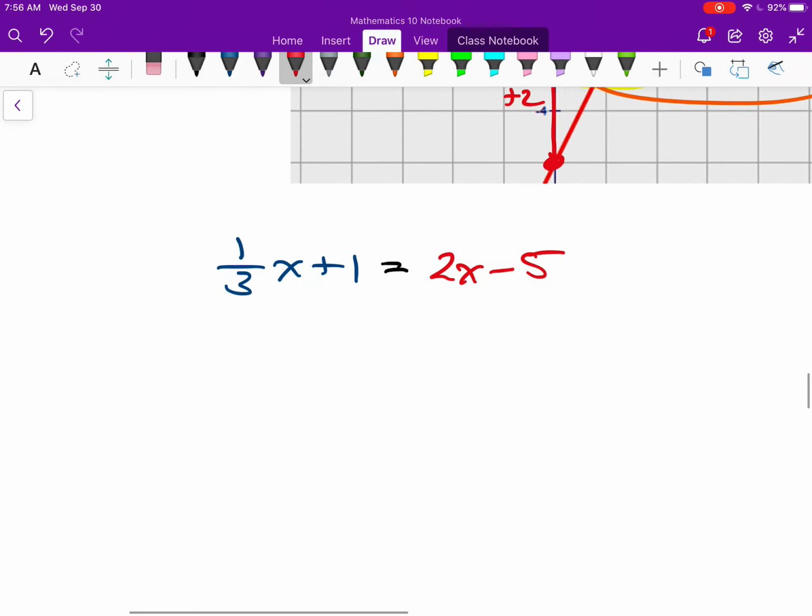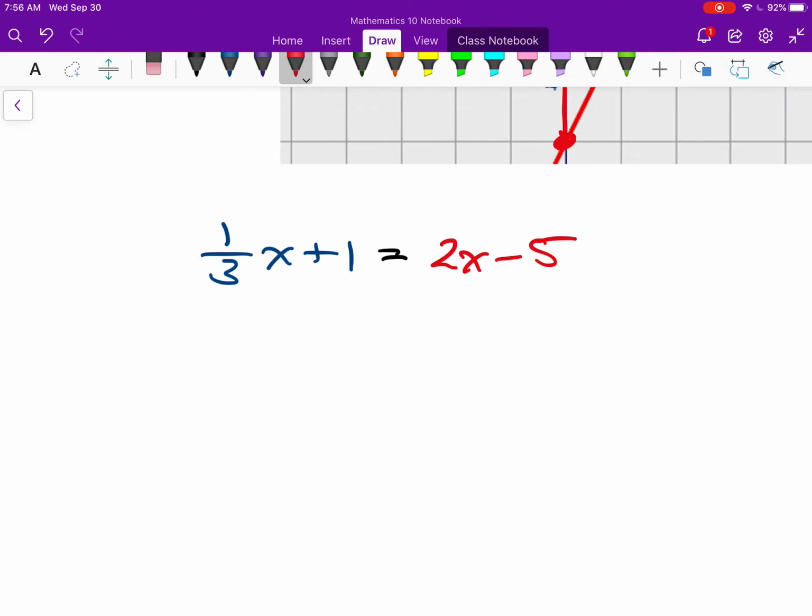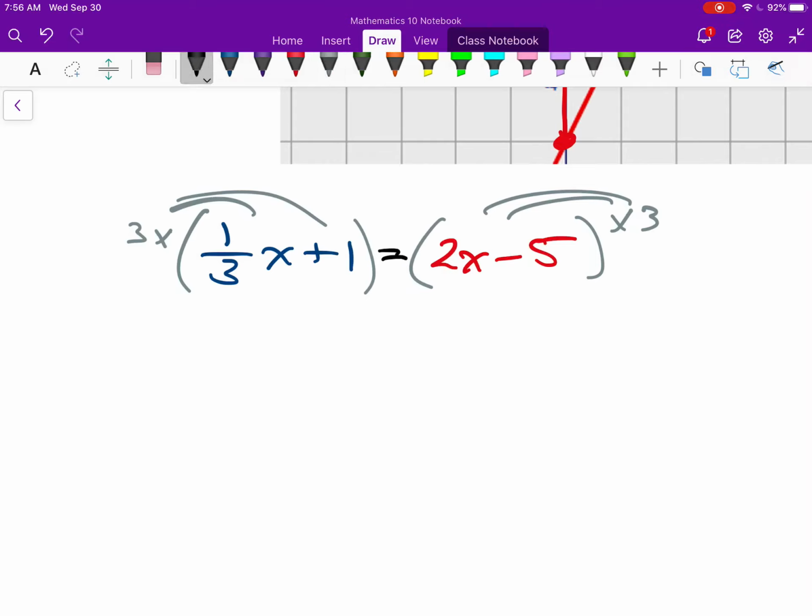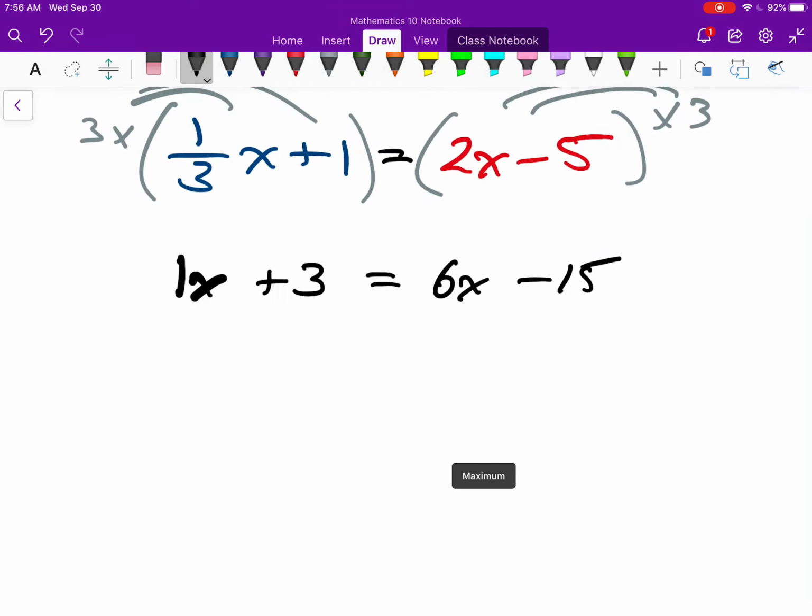And so now, again, I want to solve this. I have a fair amount of ways I could approach this. The first thing I want to do is multiply both sides by 3 to get rid of that fraction. So I'm going to triple everything. And so 1/3 x times 3 is just 1x. 3 times 1 is 3. And on the other side, triple each of these, you get 6x minus 15.